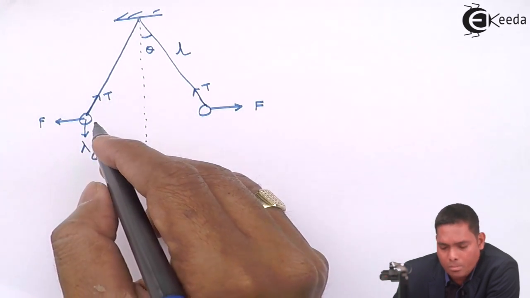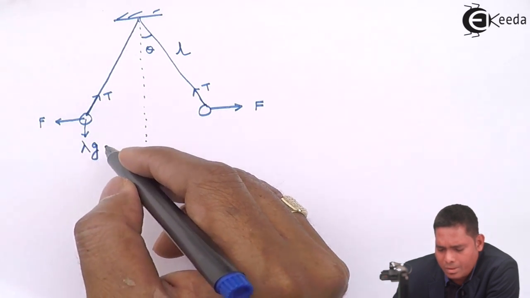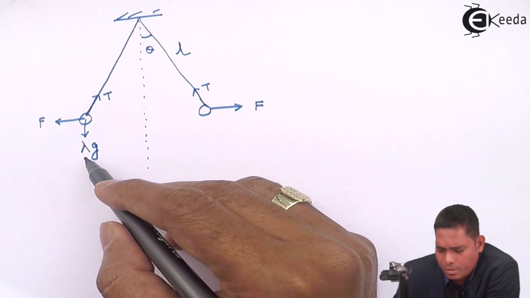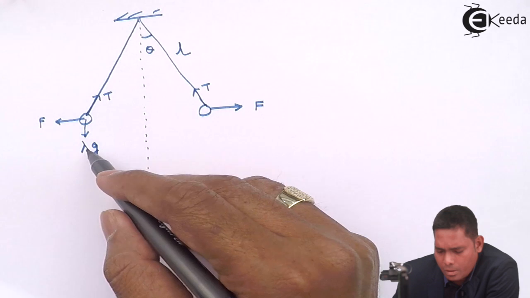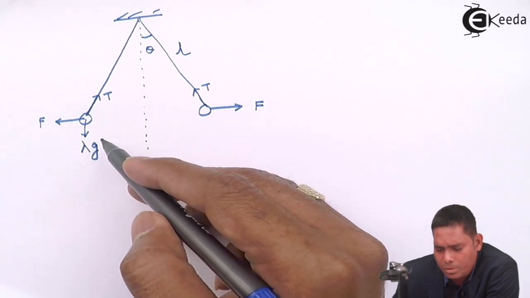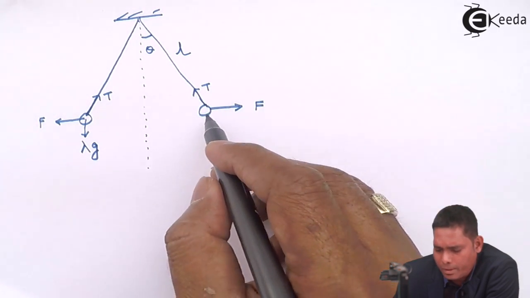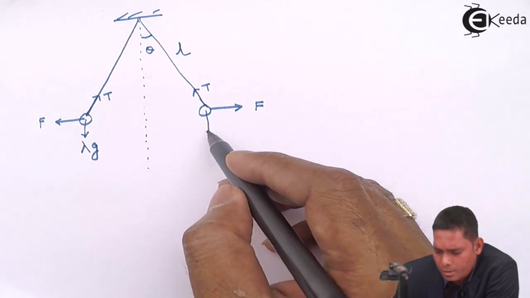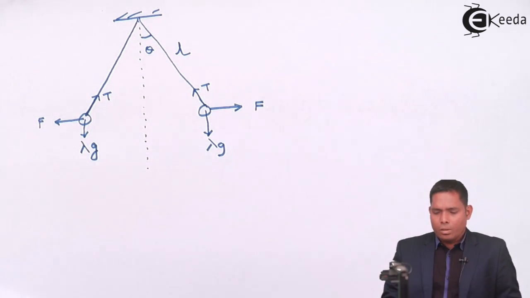It should be m into g, but because it is given in terms of mass per unit length, you can write lambda into length. This basically is the mass. I could multiply by L, whatever the length of this is, but finally they will cancel out, so I am not writing that. Whatever the mass is, that is lambda g.